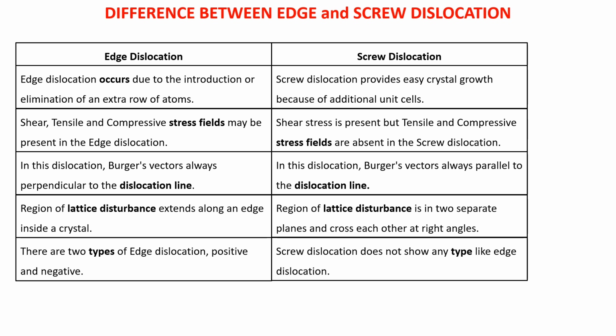And this classification depends on whether an extra row of atoms is added or an extra row of atoms is missing. Whereas in case of screw dislocation, it does not show any type like edge dislocation.